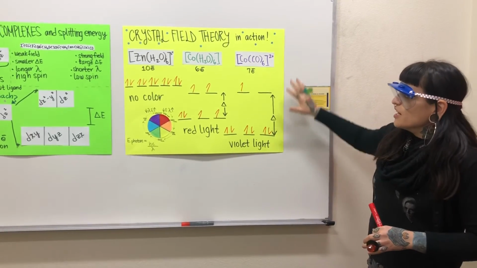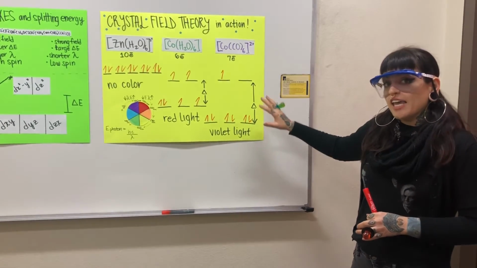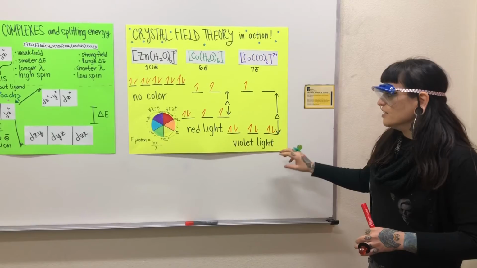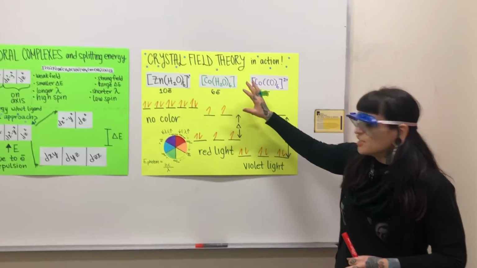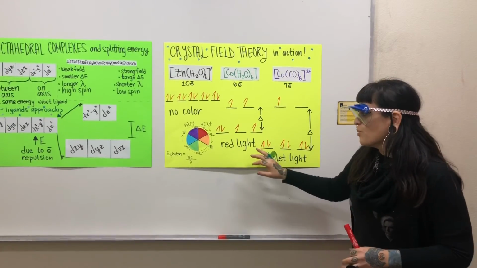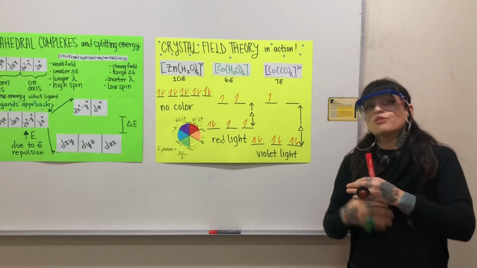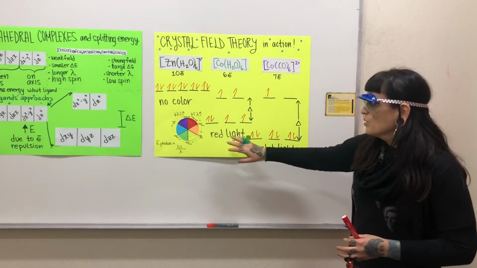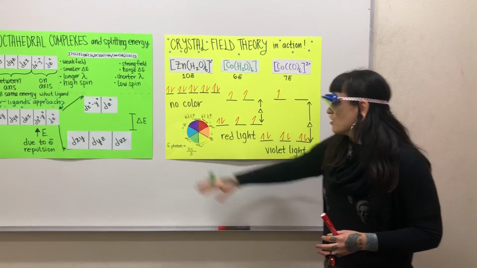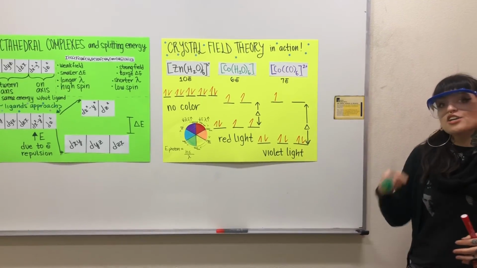And generally with a compound that's like this, it's going to absorb violet light, and with one that's on the weaker side, it's going to absorb red light. So you would actually see the reverse of that color. When it's absorbing red, you're going to get green, and when it's absorbing violet, you're going to see yellow.